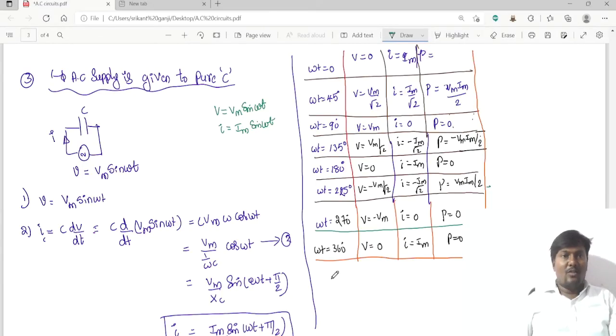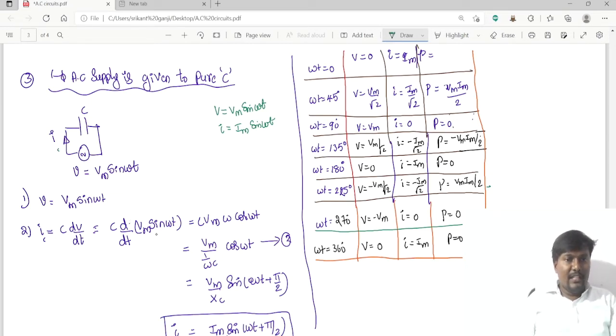So coming to the next topic, single phase AC supply is given to a pure capacitor. The supply voltage v is equal to Vm sin omega t. This is the instantaneous value of the voltage. The current through the capacitor is Ic equal to C dv by dt.